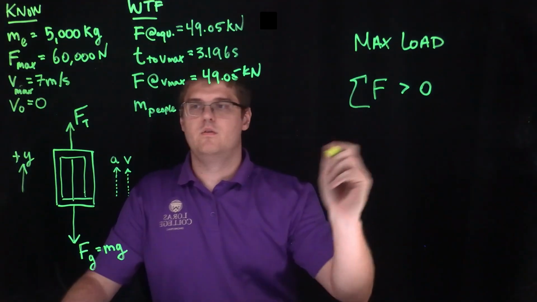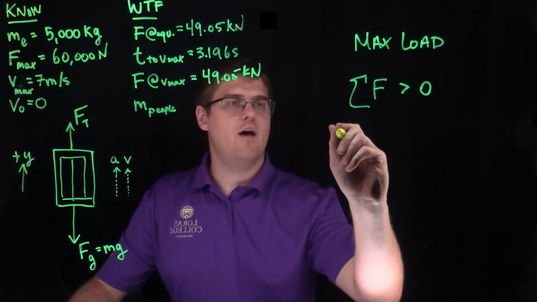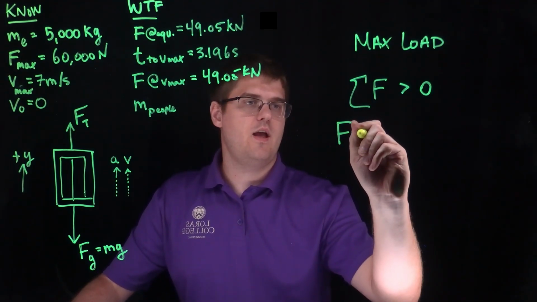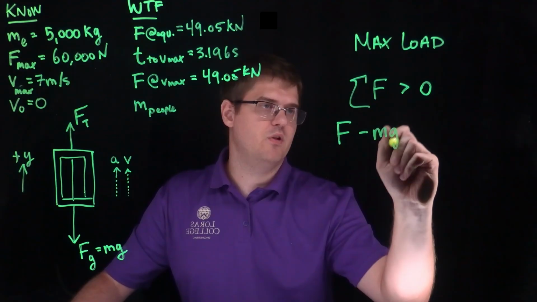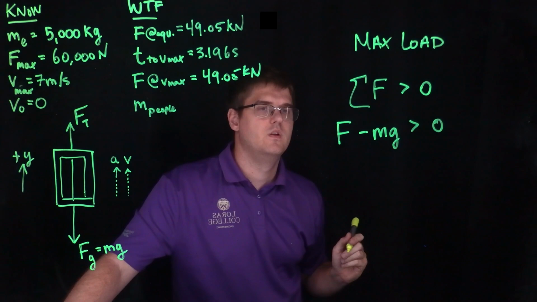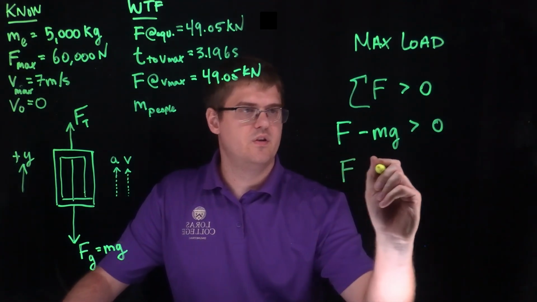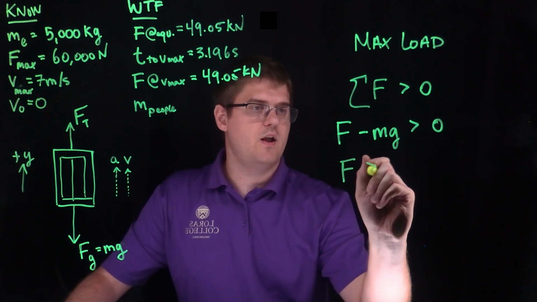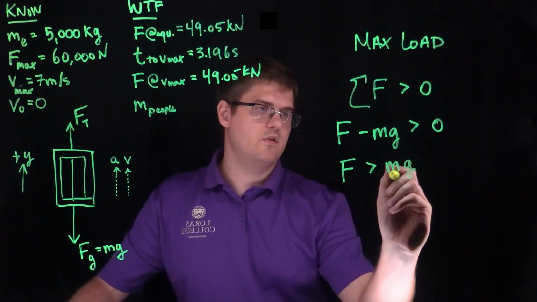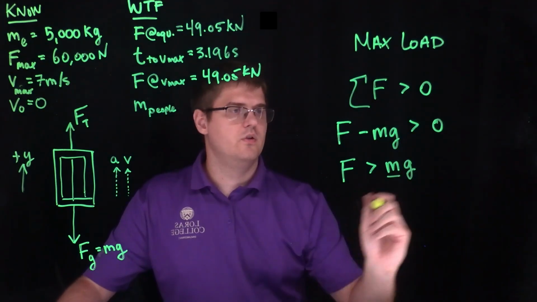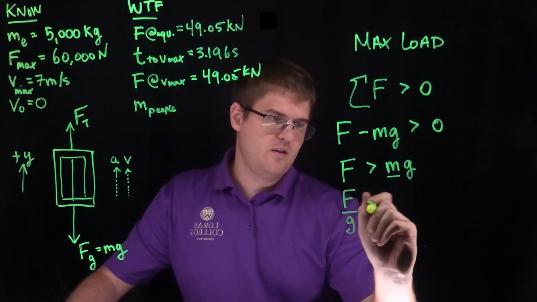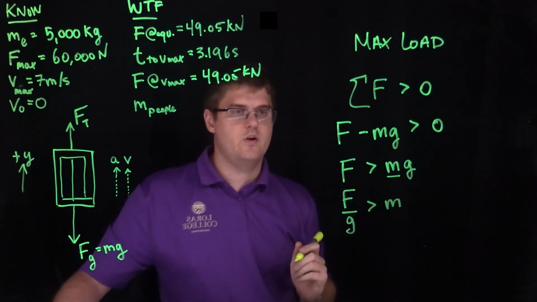Okay? Sum of forces, we have our force that we're pulling up with, and we have our gravitational force that is pulling down. Has to be greater than 0. Our force then needs to be greater than mass times gravity. I want to know what this mass is. So I'm going to go ahead and say that our maximum force divided by gravity is greater than m.